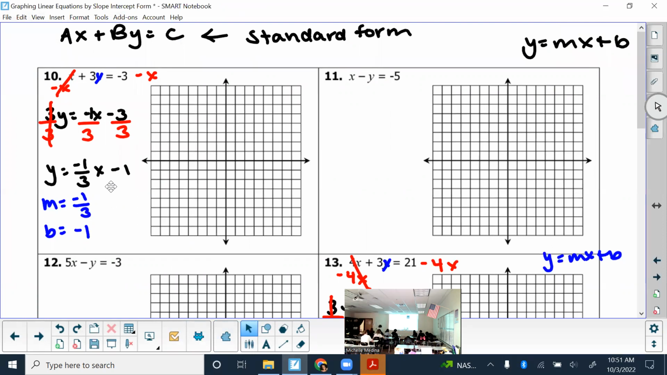You still graph it once it's in slope-intercept form. So where would my y-intercept be for this one? So put a dot where the -1 is on the y, that's 1 below the origin. And how do I plot my next point? What do I use to plot my next point? Good, you use your slope to plot your next point. And if you forget, the steps are on the front. So, down 1 and to the right. Down 1 to the right.